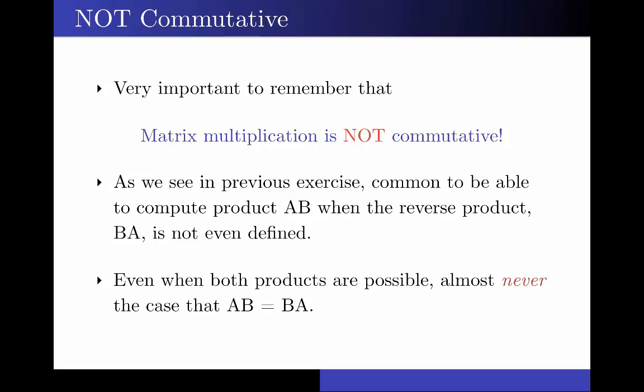Again, it's very important to remember that matrix multiplication is not commutative. As we see in the previous exercise, it's quite common to be able to compute the product A times B when that reverse product, B times A, is not even defined. Even when both products are possible, it's almost never the case that AB is equal to BA.